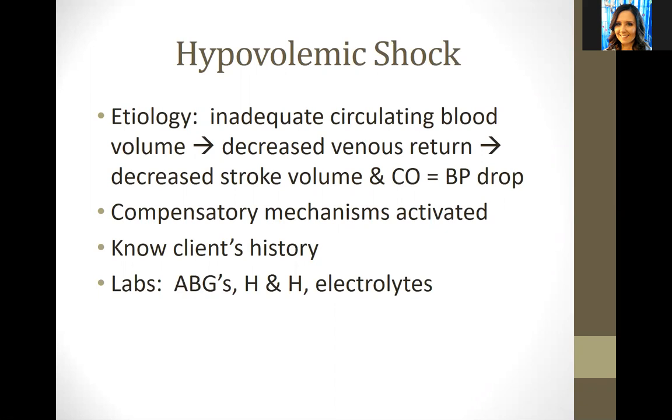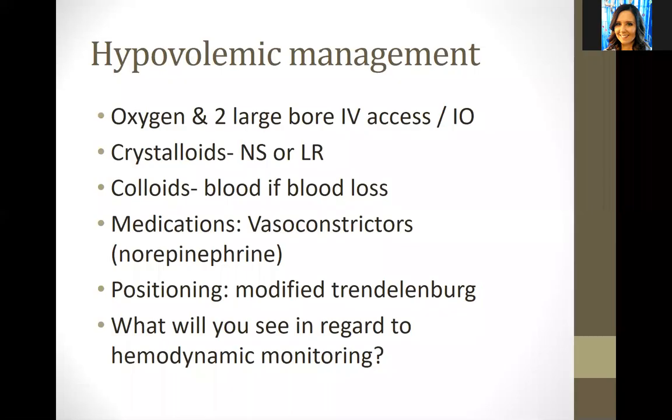We need to do some labs, maybe an ABG, hemoglobin and hematocrit, especially if we're thinking it's bleeding. So think about a trauma. Maybe they're in an MVC, a motor vehicle crash, and they may have some internal bleeding. We might do an H&H, check their hemoglobin. We want to check their electrolytes, especially look at their potassium.